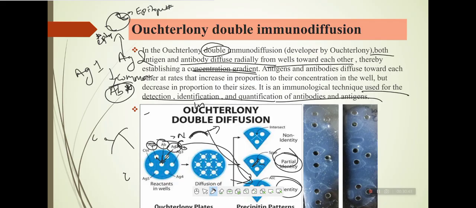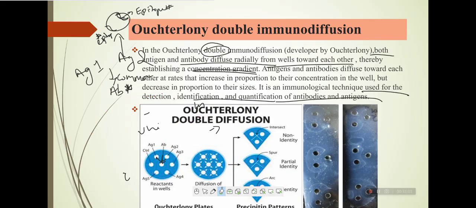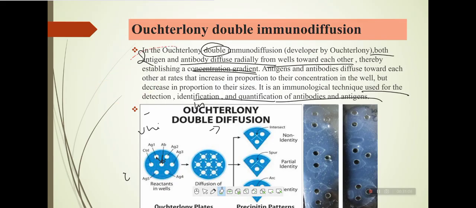This is for the common epitope and this is for the unique epitope, right? So don't confuse line and curve. Curve is for the common epitope and line is for the unique epitope in a partial identity. Okay, clear?